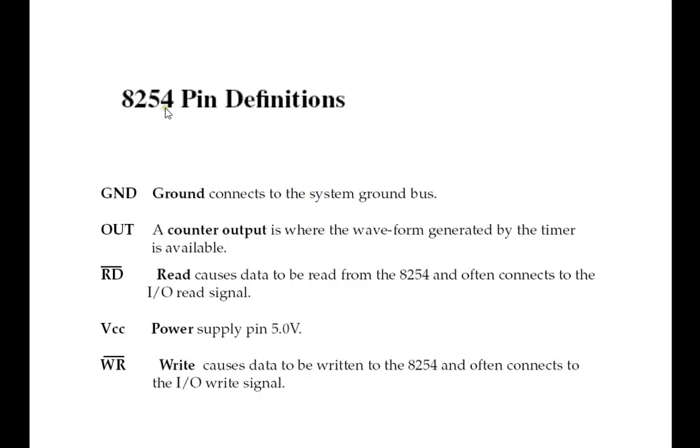Now 8254 pin definition. Ground: GND or ground is connected to the system ground bus. Out is the counter output of waveforms. Read is to cause the read signal, which is connected with the I/O read signal. VCC is the power supply of 5 volts. The write pin is connected with the I/O write to generate the write signal.